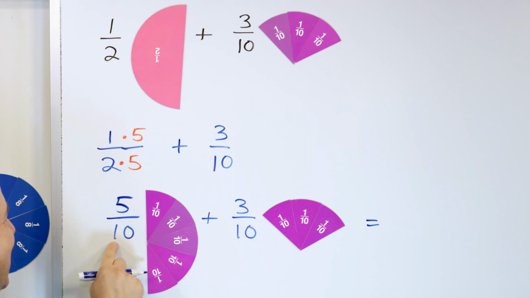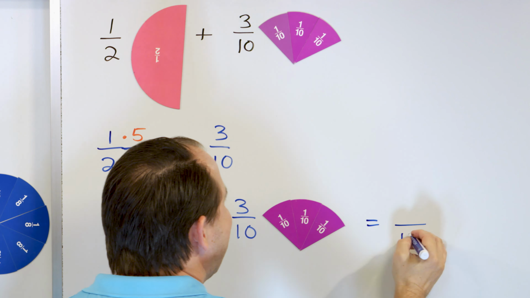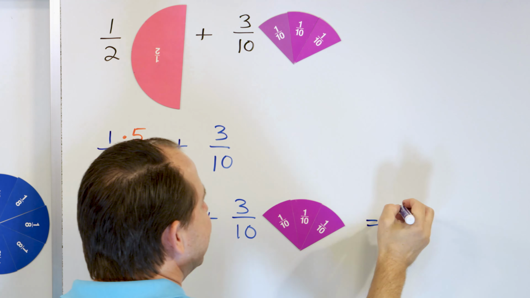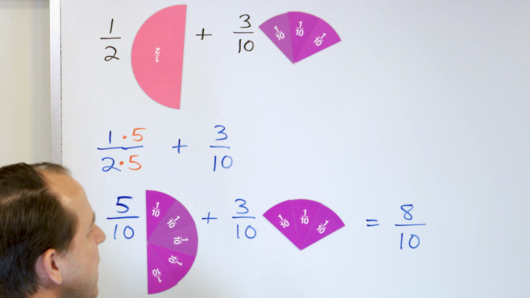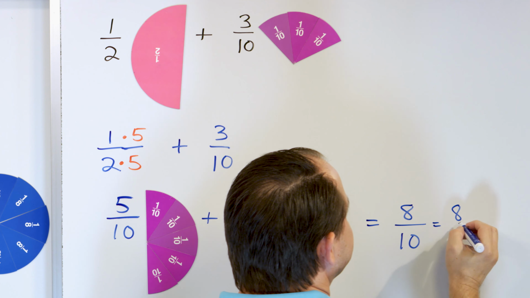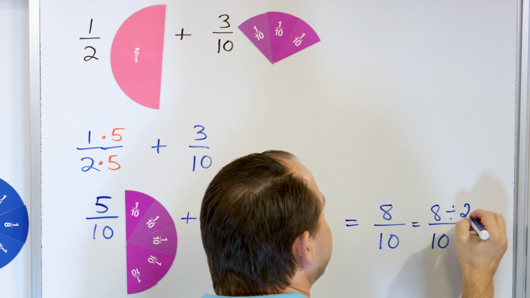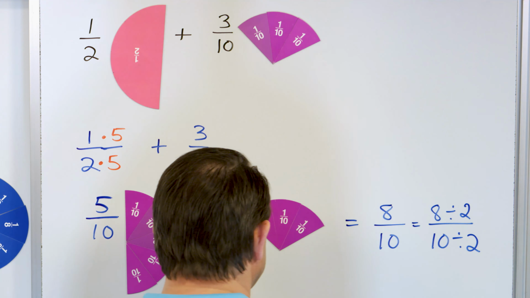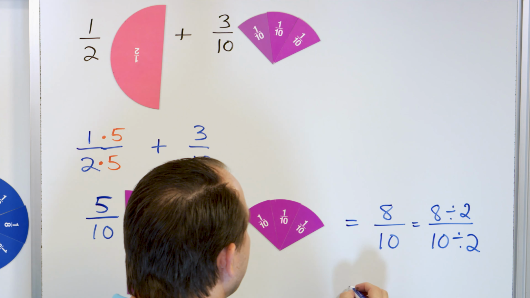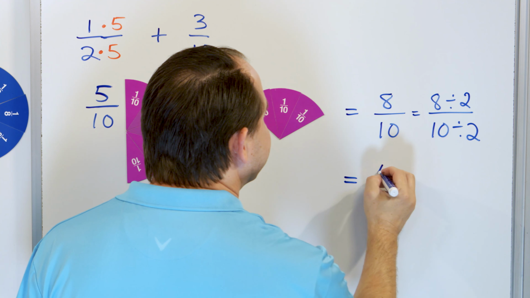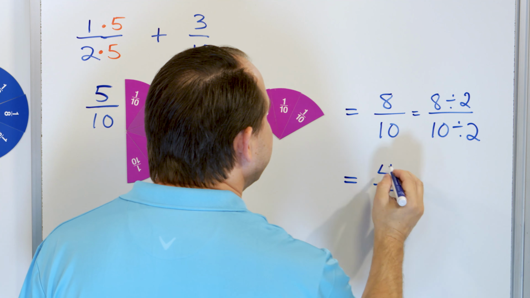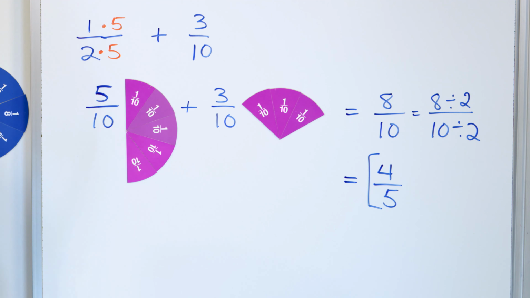What we're going to do is keep the same denominator and add the numerators. 5 plus 3 is 8. 8/10, right? But 8/10 can be simplified because we can divide the top by 2 and the bottom we can divide by 2. Right? So what we're going to get here is 8 divided by 2 is 4 and 10 divided by 2 is 5, and the answer is 4/5.